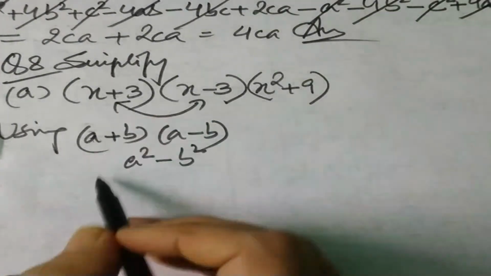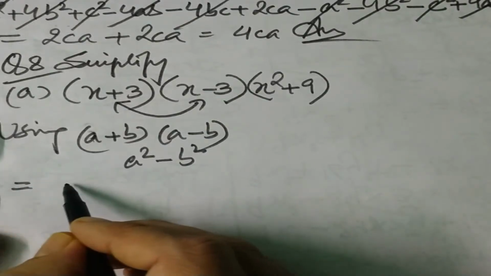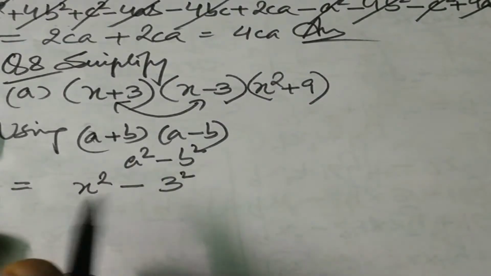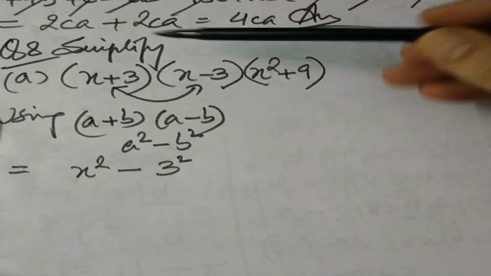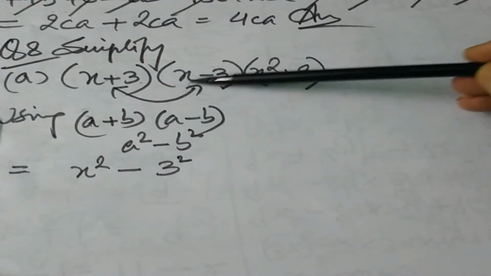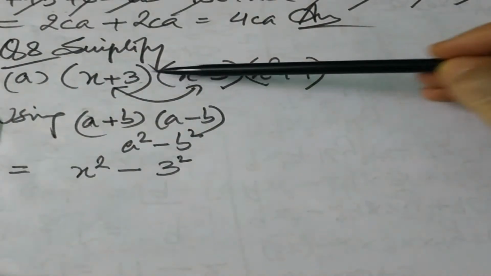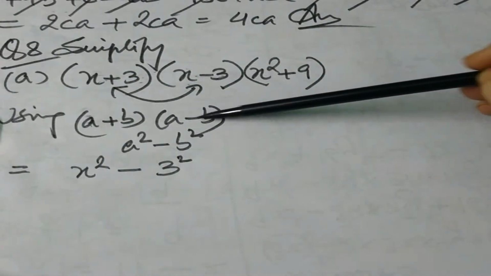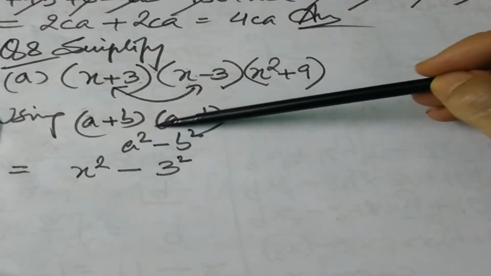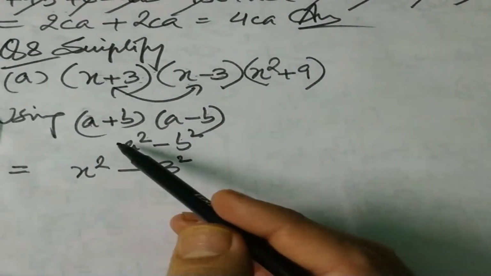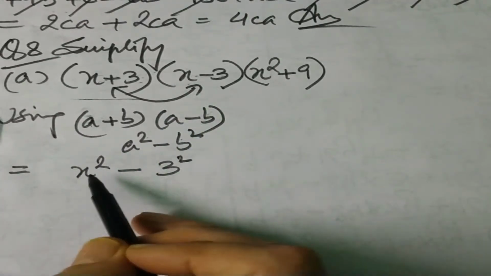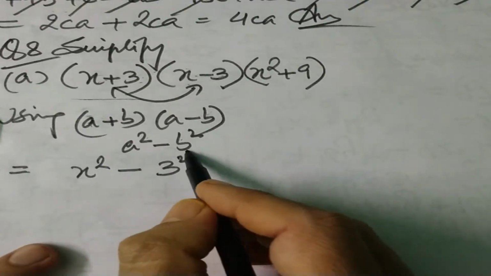You have to write the answer of this as this. So it will become x square minus 3 square. How is it x square minus 3 square? See, this is x plus 3, x minus 3. This is a plus b, a minus b. So when you multiply a plus b and a minus b, it will be solved by formula a square minus b square. So I have to write the answer of this as this. So a is x, b is 3. So x square minus 3 square. This is the answer of the first two brackets.